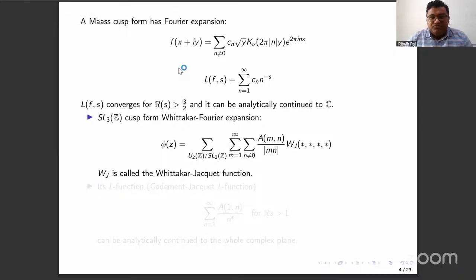So when it comes to GL3, or in our case, the SL3Z cusp form, the first thing is that there is no holomorphic analog for GL3.